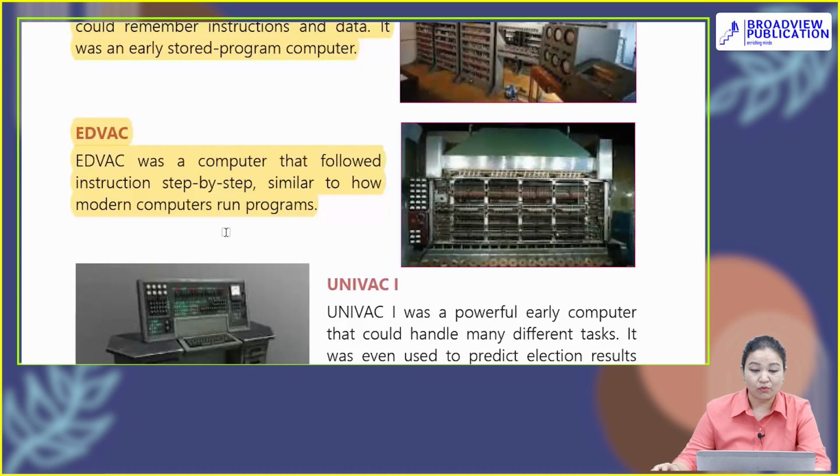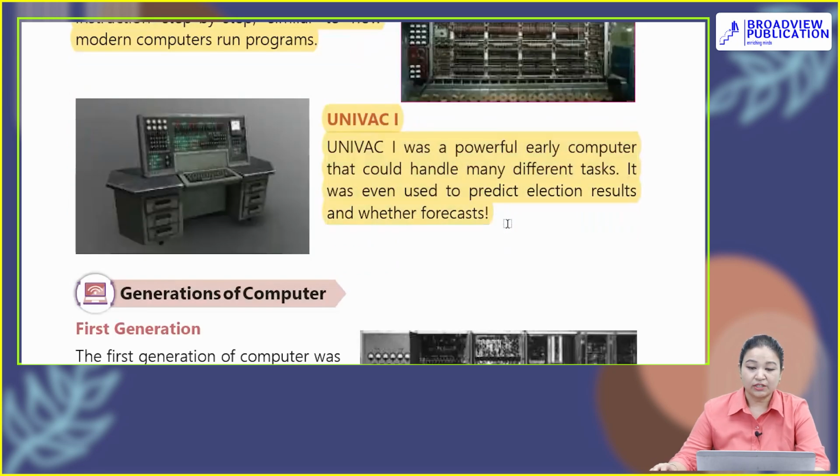Next is EDVAC. EDVAC was a computer that followed instructions step by step, similar to how modern computers run programs. So I hope you have understood that EDVAC computers were quite similar to modern computers. Now UNIVAC 1 was a powerful early computer that could handle many different tasks. It was even used to predict election results and weather forecasts. So some developments had already been seen in the field of computers. As you can see, this is your UNIVAC 1 and it was a very powerful early computer as it was used to predict election results and for weather forecasting.